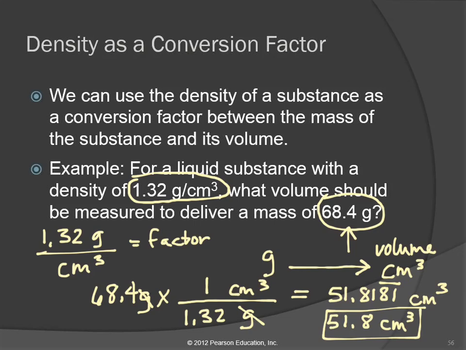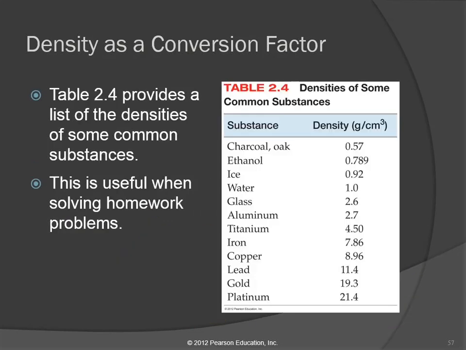Density is a conversion factor. This is a table from your textbook. It gives some densities of common substances, charcoal, ethanol, ice, water, etc. We see down here platinum, a density of 21.4 grams per cubic centimeter. Platinum is very dense. It's even more dense than gold. Gold is really dense, 19.3 grams per cubic centimeter. That's almost 20 times heavier than water. Now, if you've ever lugged a big bucket of water, you know that water is pretty heavy, when you're carrying a large amount of it. Think of that amount of gold weighing 20 times more.